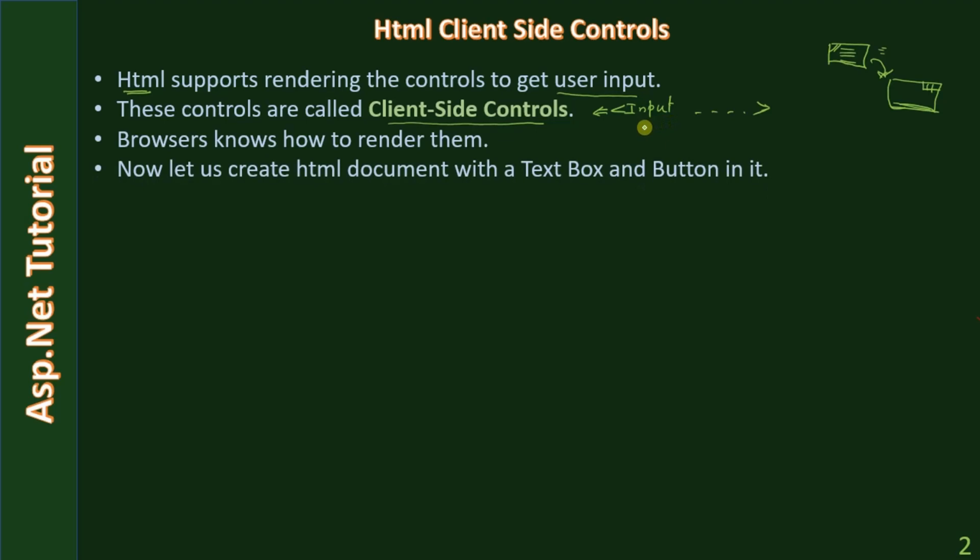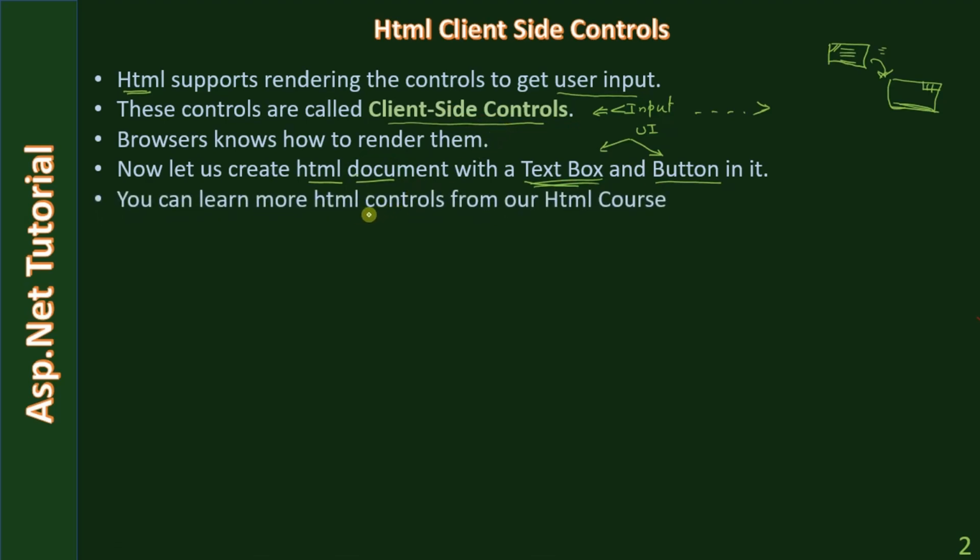Now let's create an HTML document with a text box and a button in it. That's the HTML document we will create. It will have a text box and a button. Both are, if you see, user navigable elements or user interface elements. And since the controls are created in the HTML document itself, we call these two controls client-side controls.